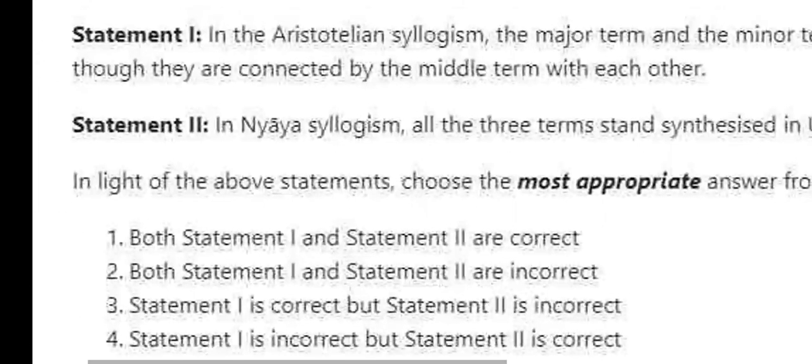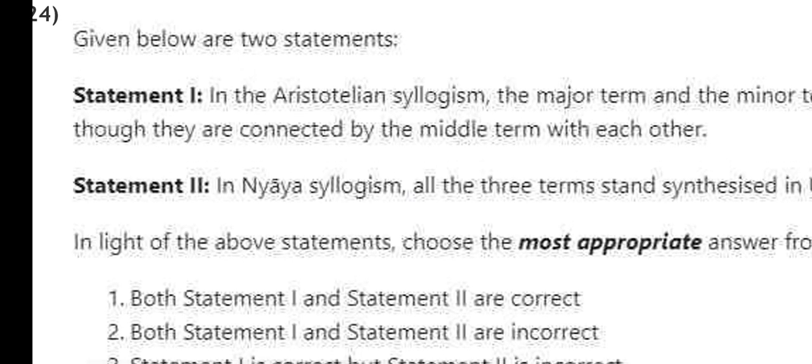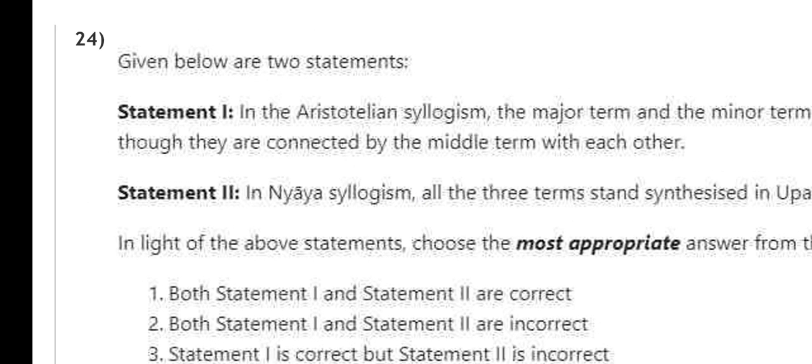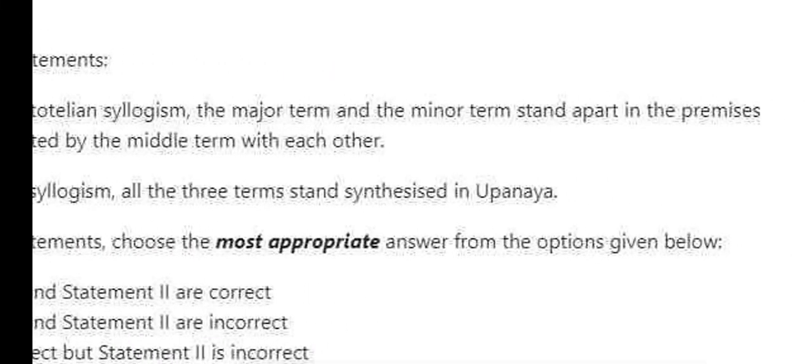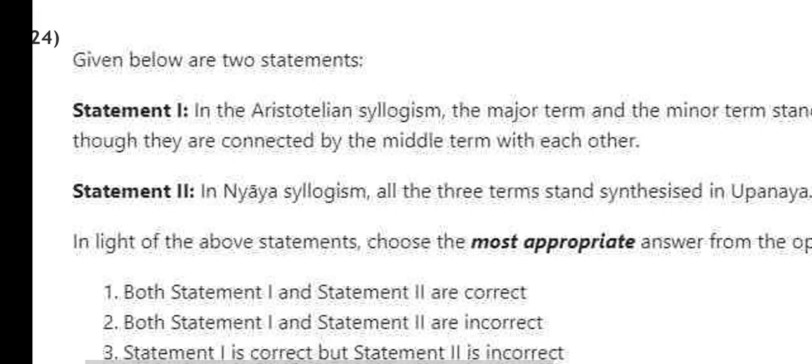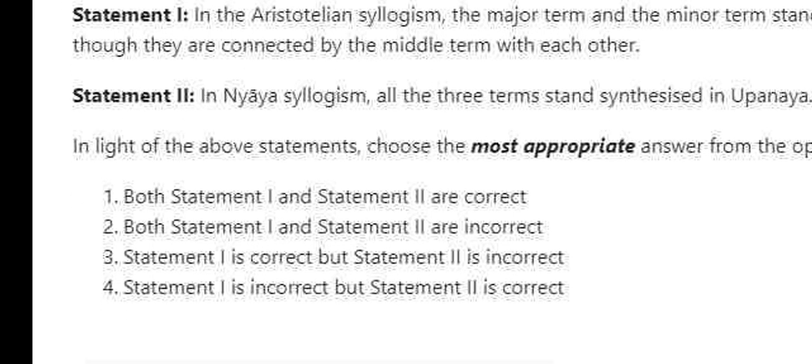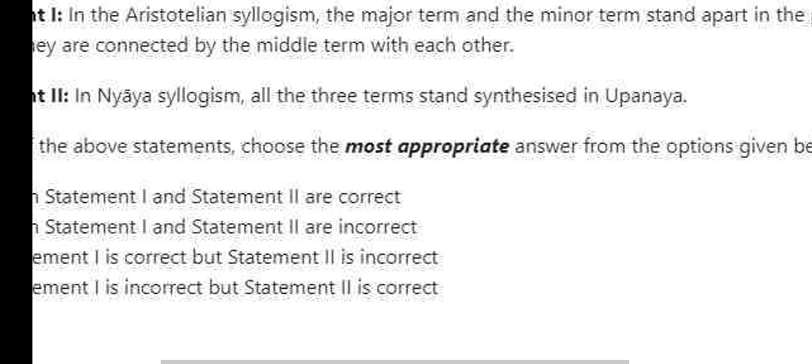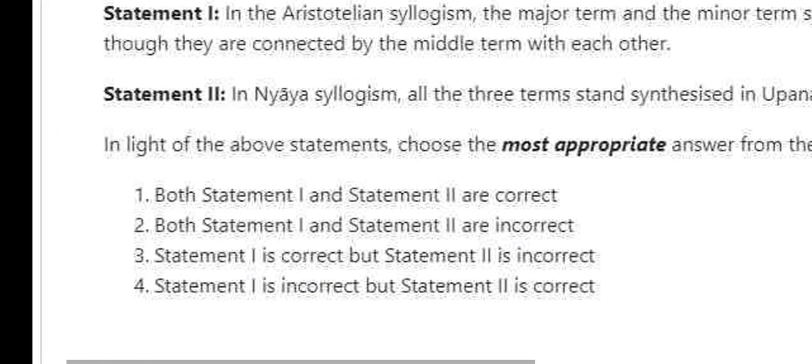Next, given below two statements. One says, in the Aristotelian syllogism, the major term and the minor term stand apart in the premises, though they are connected by the middle term with each other. 2 says, in Nyaya syllogism, all the three terms stand synthesized in Upanaya.